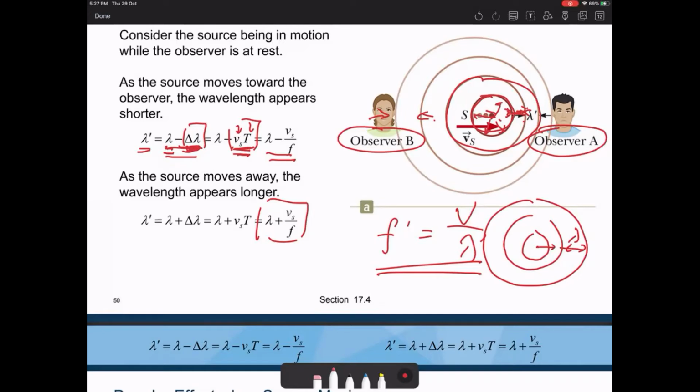What about the observer and the source approaching each other and moving away from each other at the same time? That is the thing we would address in the next lesson, okay? Right, so I think I would have to stop here. It is over time.